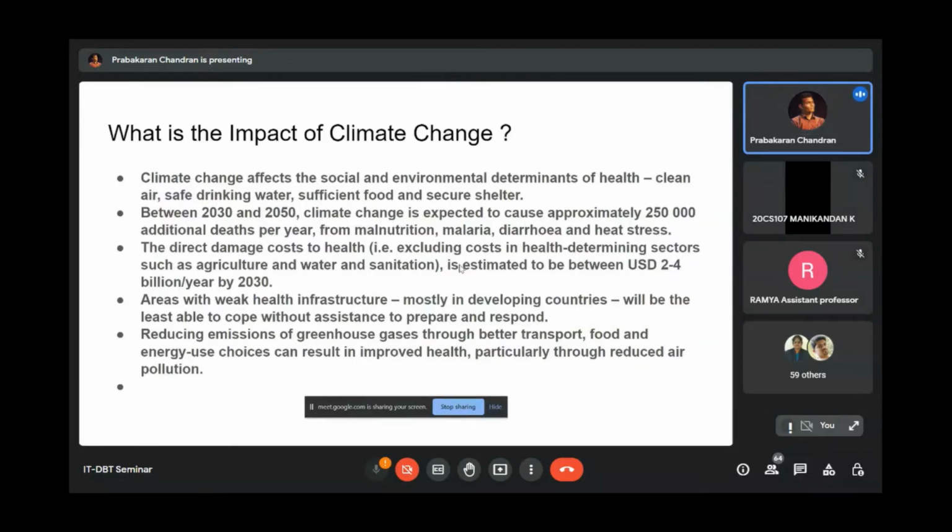And reducing emissions of greenhouse gases through better transport, food, and energy use choices can result in improved health, particularly through reduced air pollution. So this is going to be an important thing, and everyone should get adapted to that, because from the mid of this decade, from 2025, we might start using a lot of green energy only. Even in Japan, they have completely moved to utilizing as much green energy as possible. They already started setting up a lot of windmills and solar panel related energies.